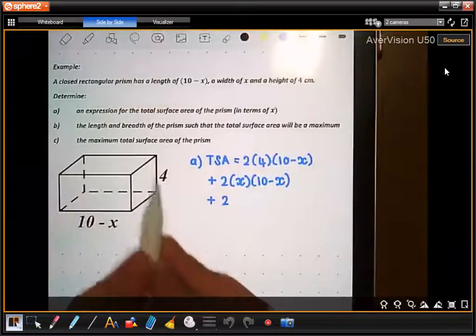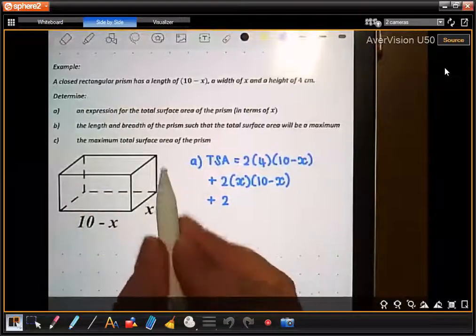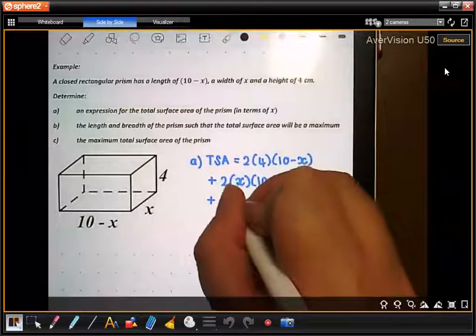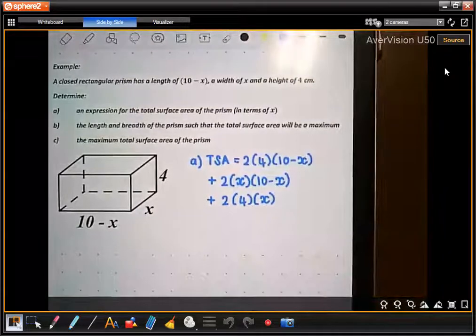And now the 2 rectangles on the side, again, they will be the same. And the dimensions of those 2 rectangles are quite nice. It's just 4 times x. All right, so 2 times 4 times x.